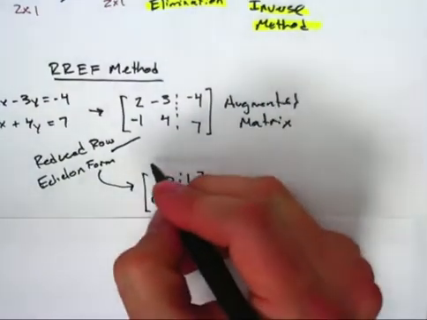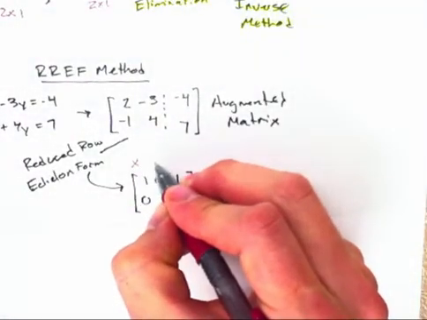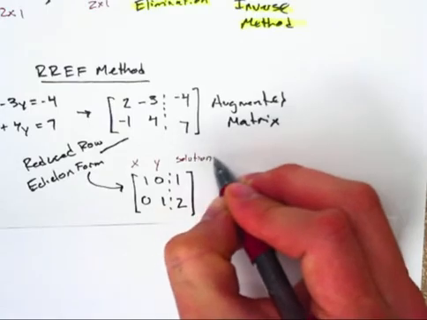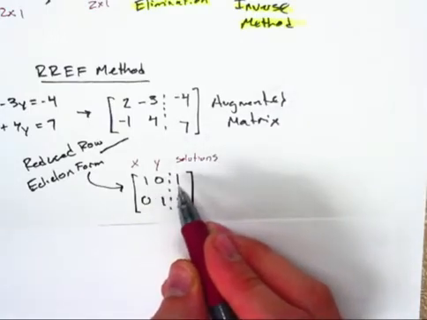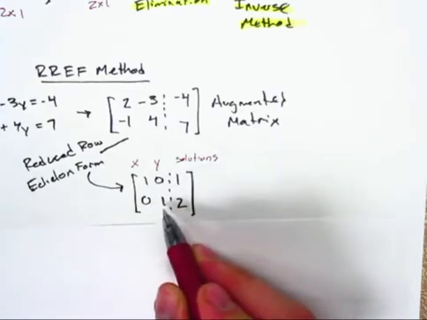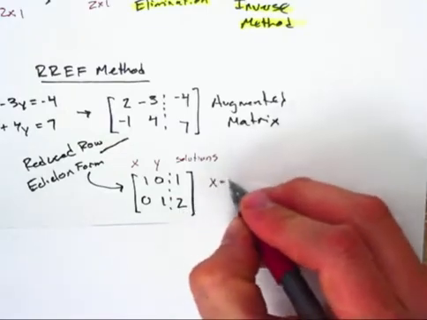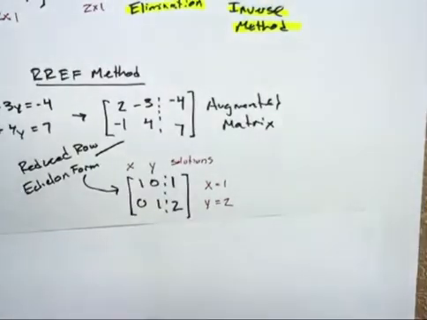Well, this is our x column, this is our y column, and this is our solutions column. So that means that 1x plus 0y is equal to 1. Right, just how we set that up before. 0x plus 1y is equal to 2. So that means that x equals 1 and y equals 2. And doing that would be what's called the Rref method.